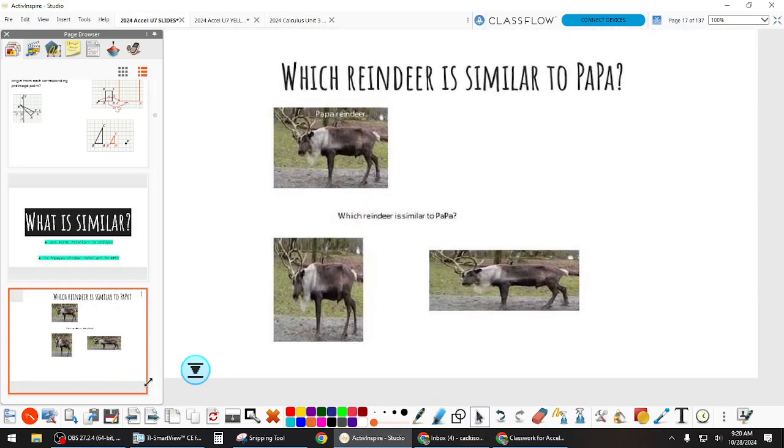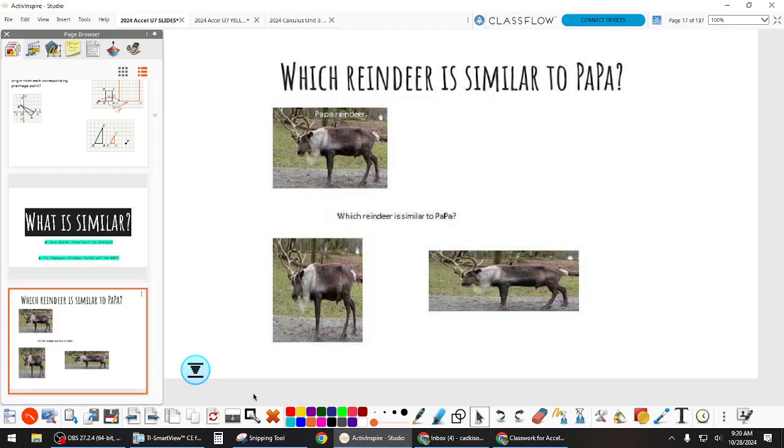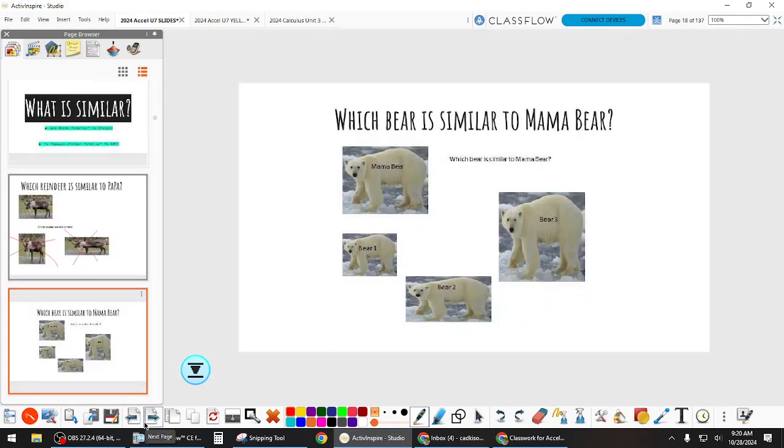So it says which reindeer is similar to Papa? This is Papa. I know you can't see, those antlers are crazy. Which one is similar? Are either one of them similar? No. None of them. One of them looks squished and the other one looks stretched. The dimensions are not the same. The dimensions changed in different ways, right? This one's squished vertically, and this one's squished horizontally. No.